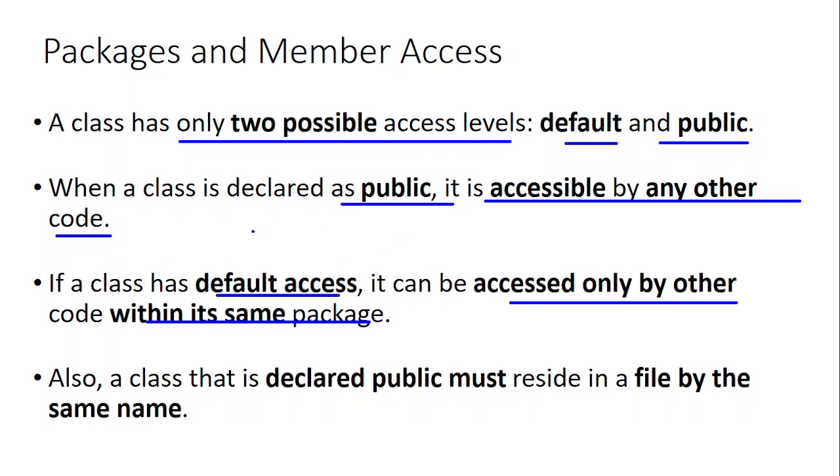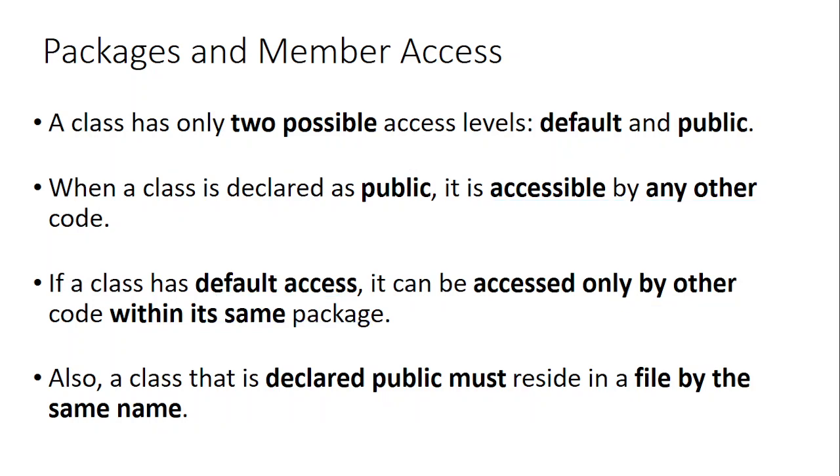Now a very important thing about public classes is, if you create a public visibility for a class, then it must be stored in a separate file, and that file must have the same name as that of the class. So this is very important. If you create a class with the public access specifier, then you have to save that class in a file with the same name as that of the class.